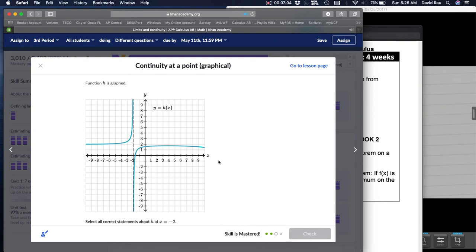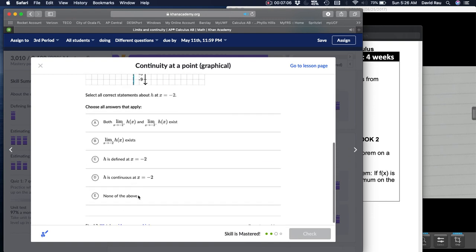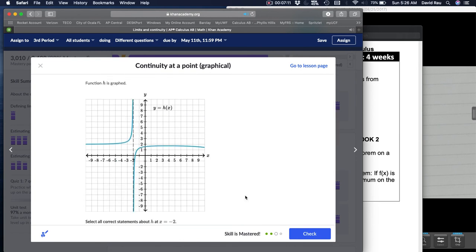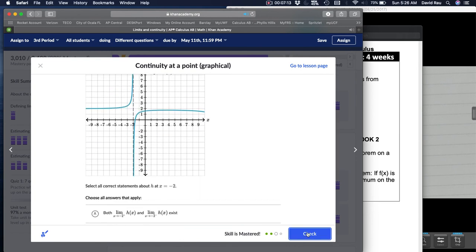Still doing that. Okay, this time, again, none of the above. Can't even take a side limit. There's no closed circle anywhere. So there's no side limits, which means there's no general limit. Now, just because those two are true, there could be a function value, but again, I didn't see any closed circle.